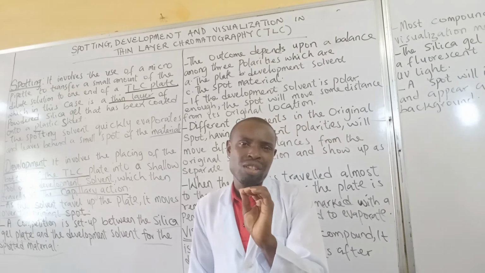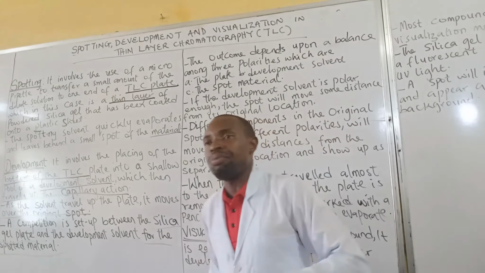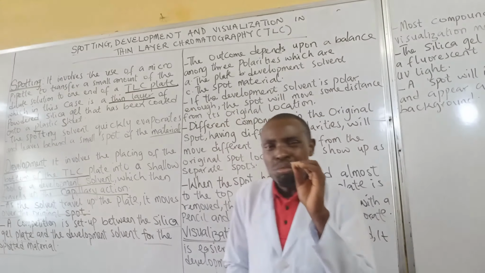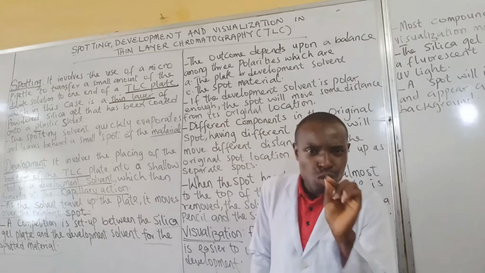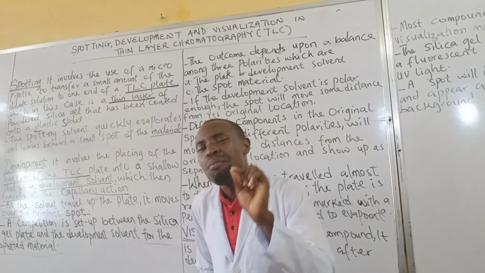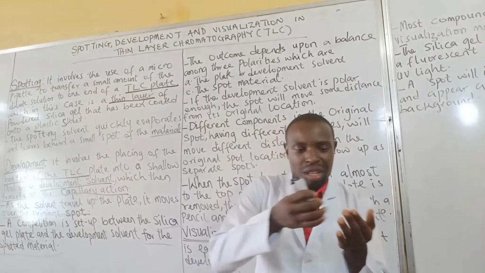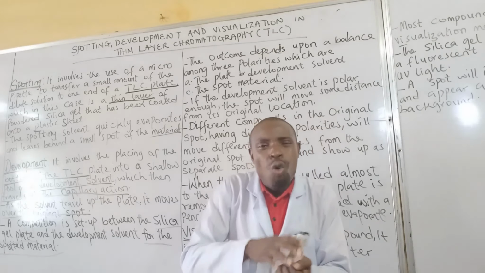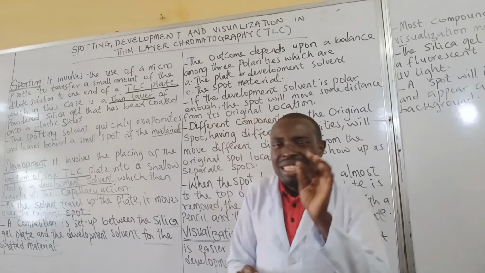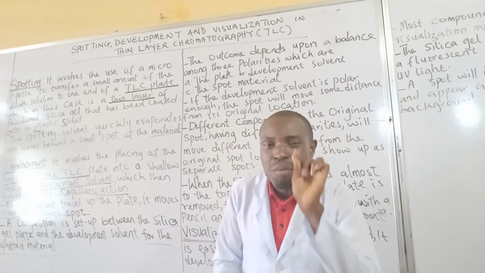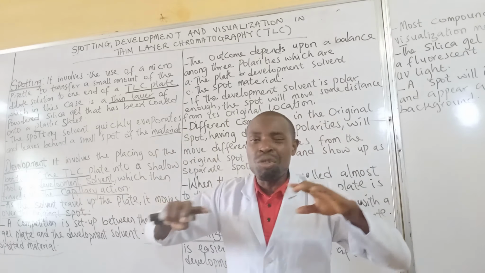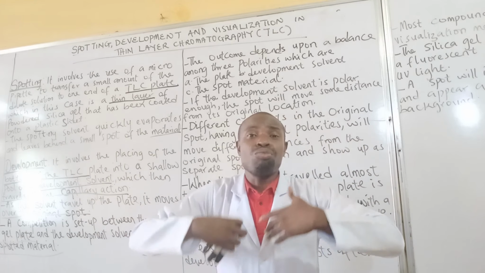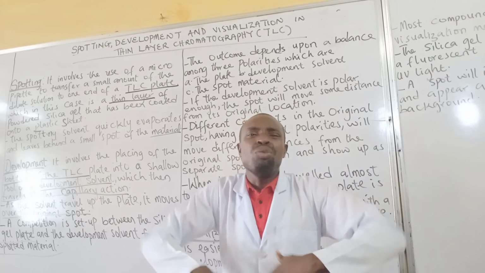Now we move to the spotting step. The spotting step involves the transfer of a small amount of that dilute solution with the use of a micropipette. Take note, a small portion of that dilute solution is transferred to one end of the thin layer chromatographic plate. As you can see at the bottom, we've taken our time to give you a summary of this video so that you can write, watch, and rewatch.